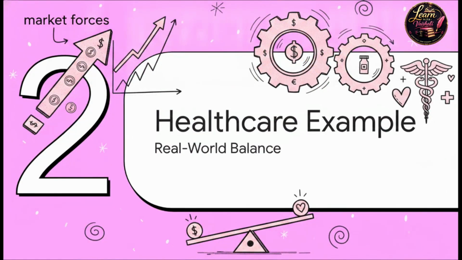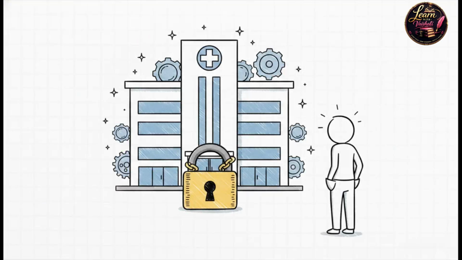Moving on to Section 2, the healthcare example, real-world balance. Theoretical concepts are always so much easier to grasp when we apply them to everyday life, right? So let's do a quick thought experiment. I want you to imagine a city where every single hospital is purely private. They operate entirely on the free market system. Now, because of that market competition, they probably feature the absolute best technology and incredible, highly trained doctors. But there is a massive structural problem here.